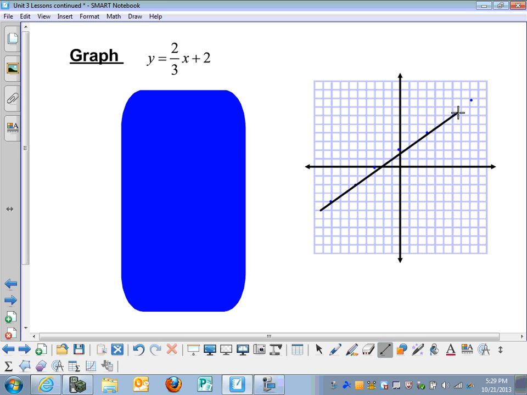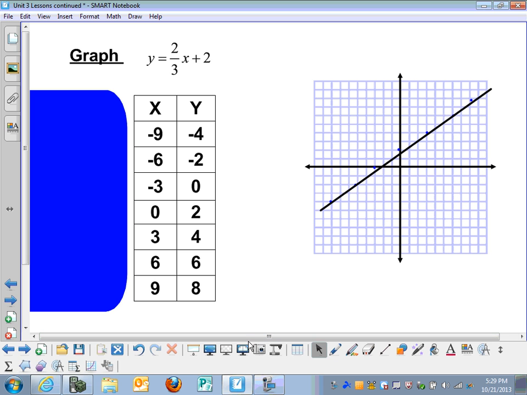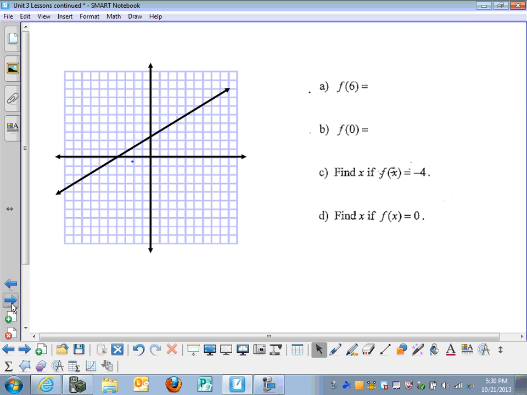This one should be over more like that. There we go. Not good at that yet. Here are the points. All right, now we've graphed that line, and we're going to answer these questions here.